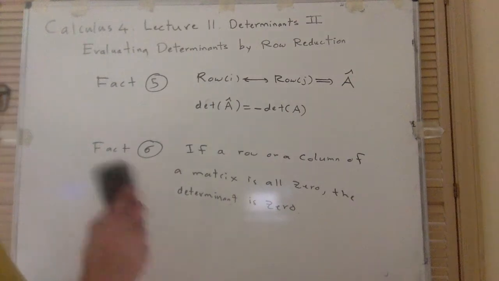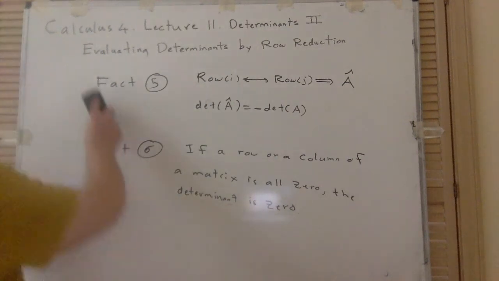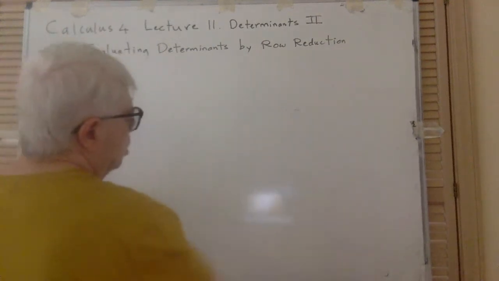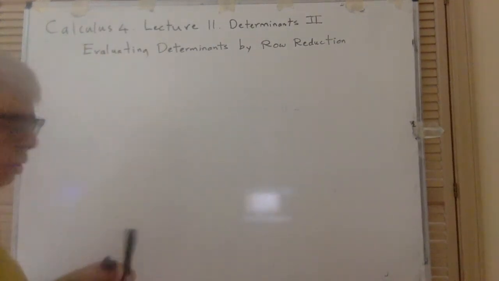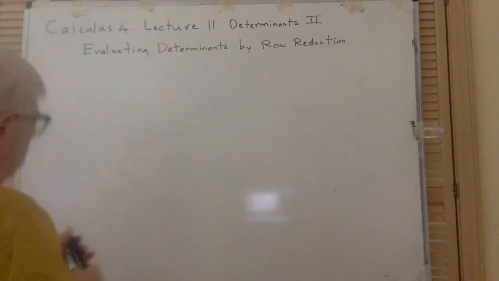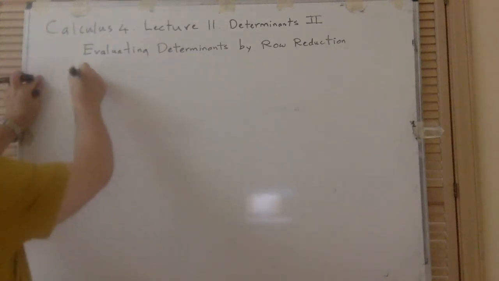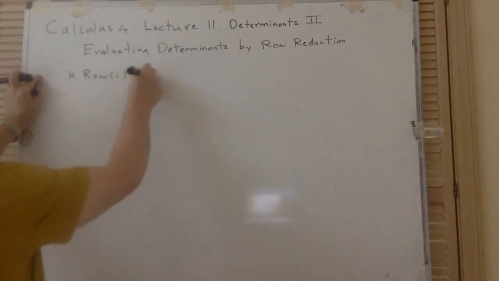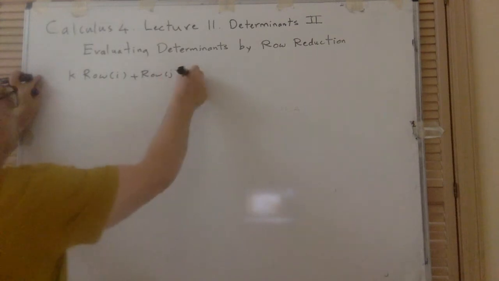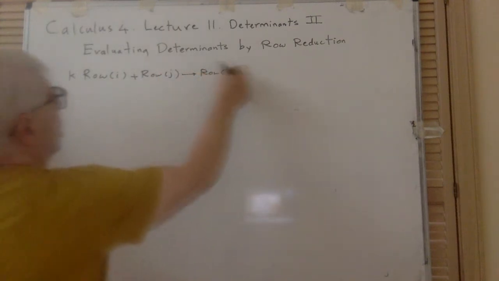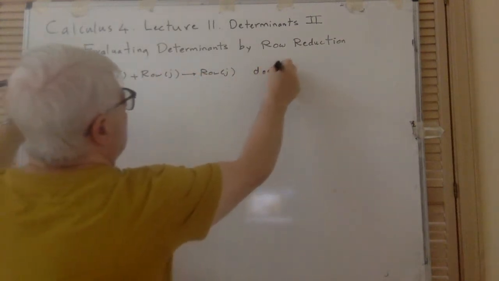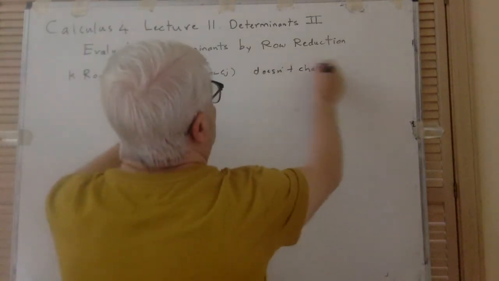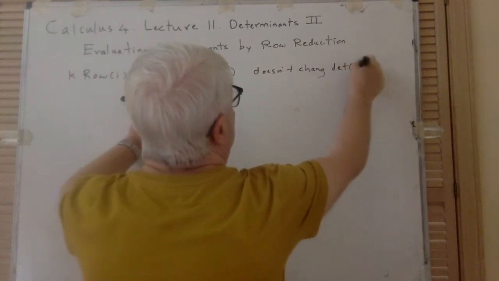So, as I said, this crucial row operation, which was row number i times k plus row j going to row j, does not change the determinant of it.